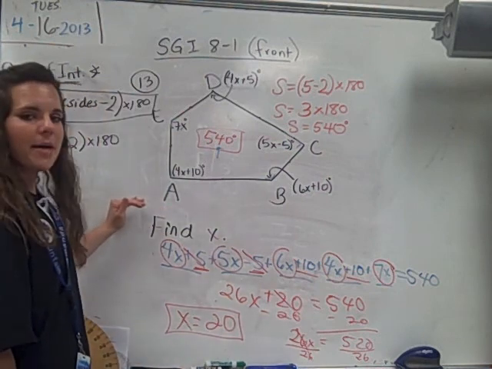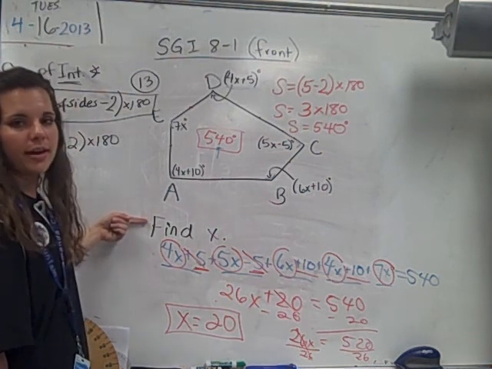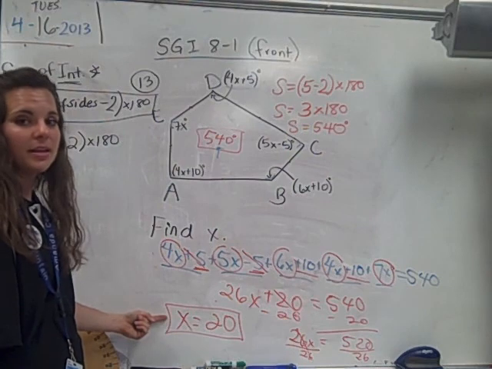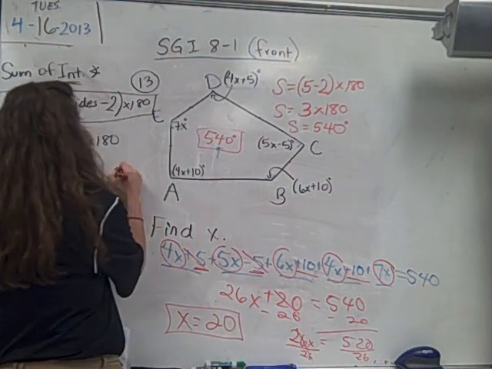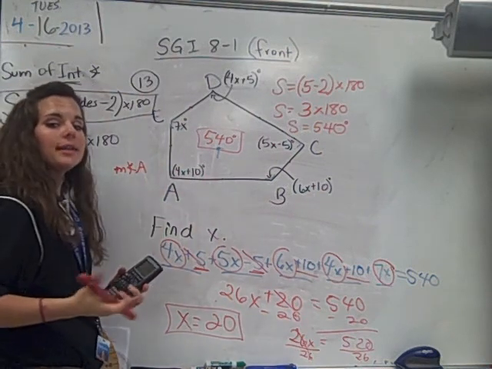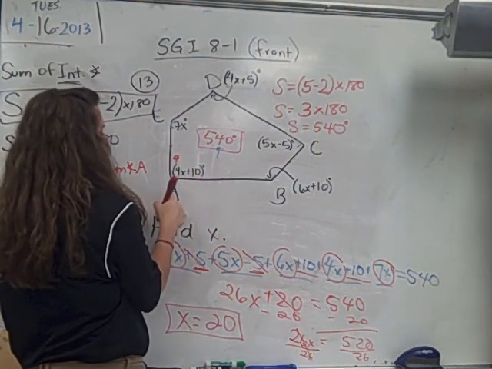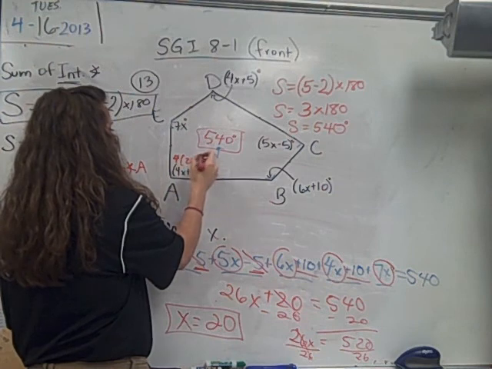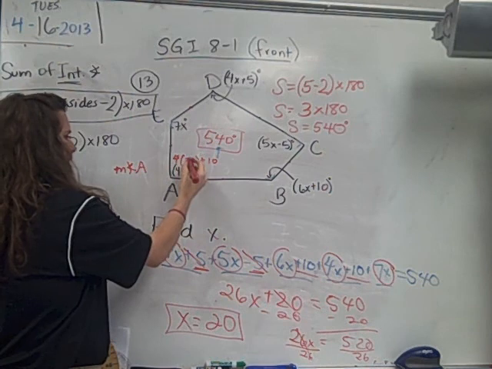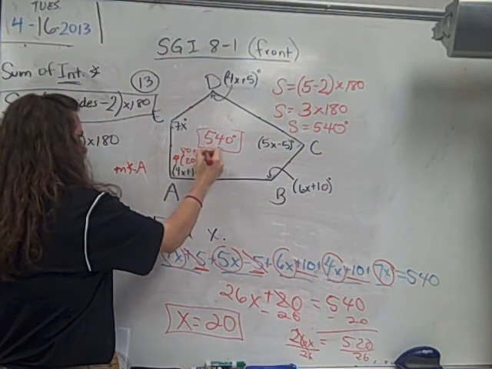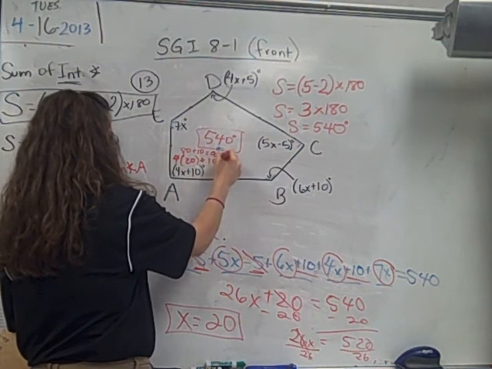Okay. Always go back and ask yourself, did I answer the question? What was your question? Find x. Did we find it? Yes. Sometimes they might say, what is the measure of angle A? If they ask you that, could you do that? Now that you know x is 20, we could just come to angle A and let's just plug in what we found for x, wherever x is. So now, 4 times 20 is 80 plus 10. How many degrees is that going to be? 80 plus 10, that's going to give you 90 degrees.